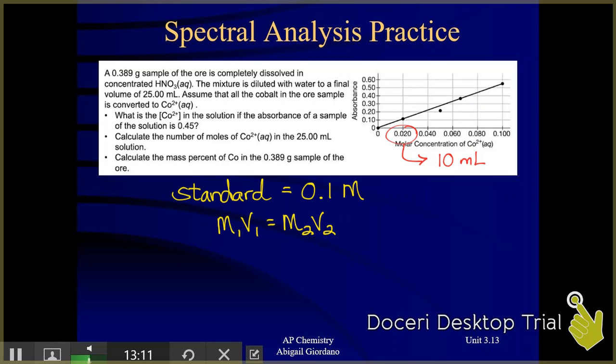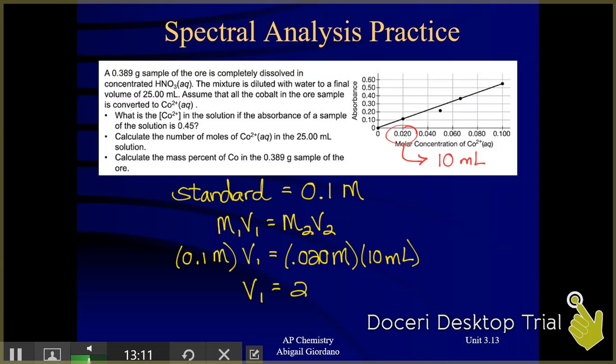So if this were my task, I'm going to put the more concentrated solution on the left. There's its molarity. I don't know its volume. But on the right-hand side, that's the one I'm supposed to be making. That's the molarity I'm supposed to make, and that is the volume that I'm supposed to make. And if I solve that, I get this. Okay, so let me help you guys understand what that even means.